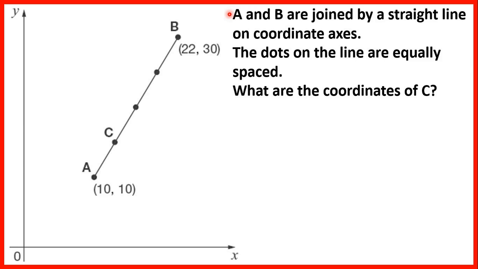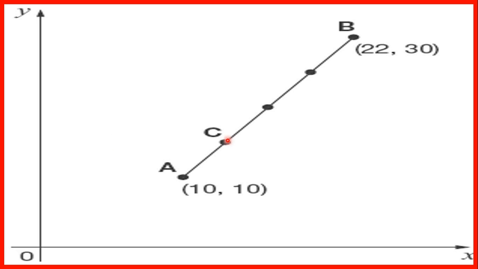A and B are joined by a straight line on coordinate axes. The dots on the line are equally spaced. What are the coordinates of C? So we need to find the coordinates for this point here. And to help us understand this, let's zoom in on the coordinate grid.